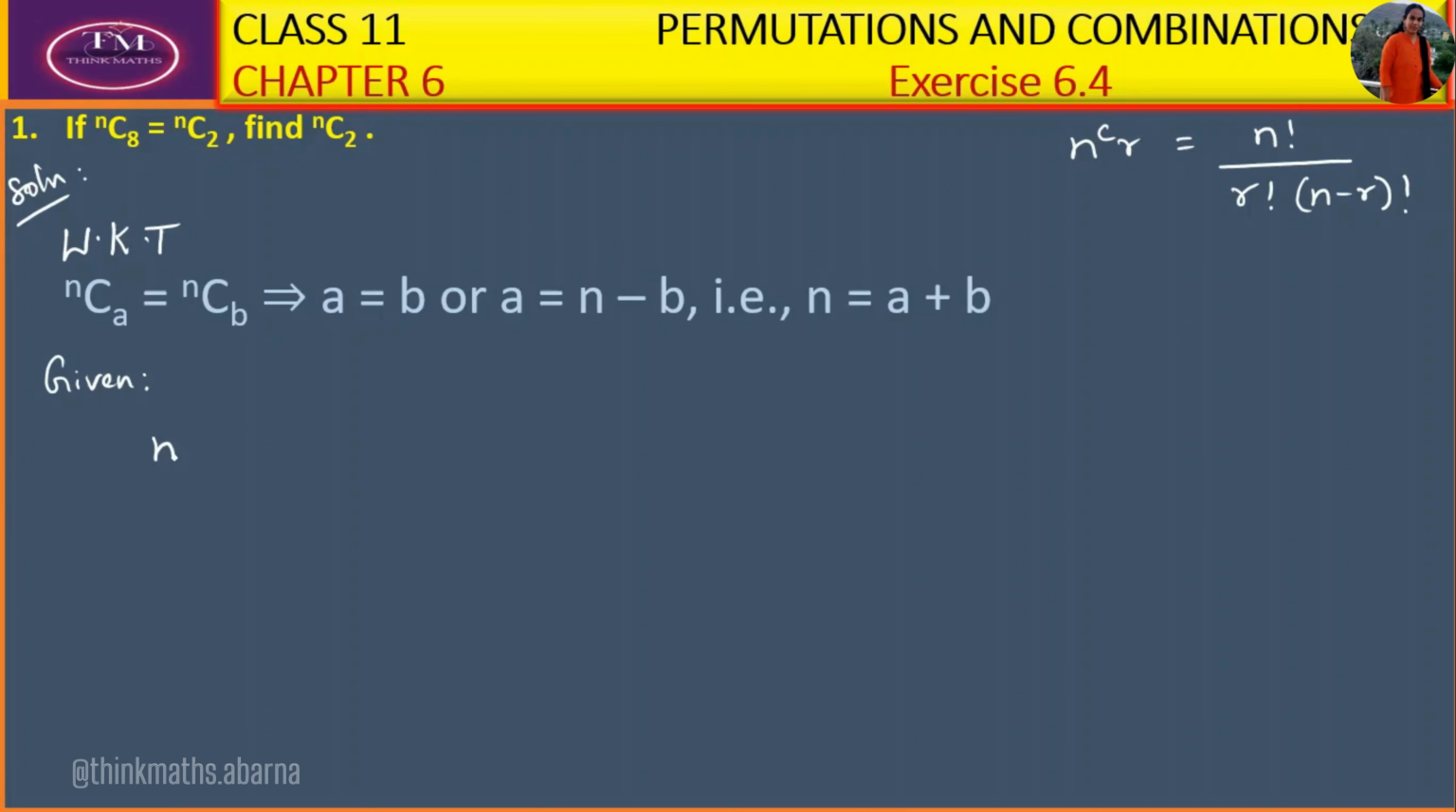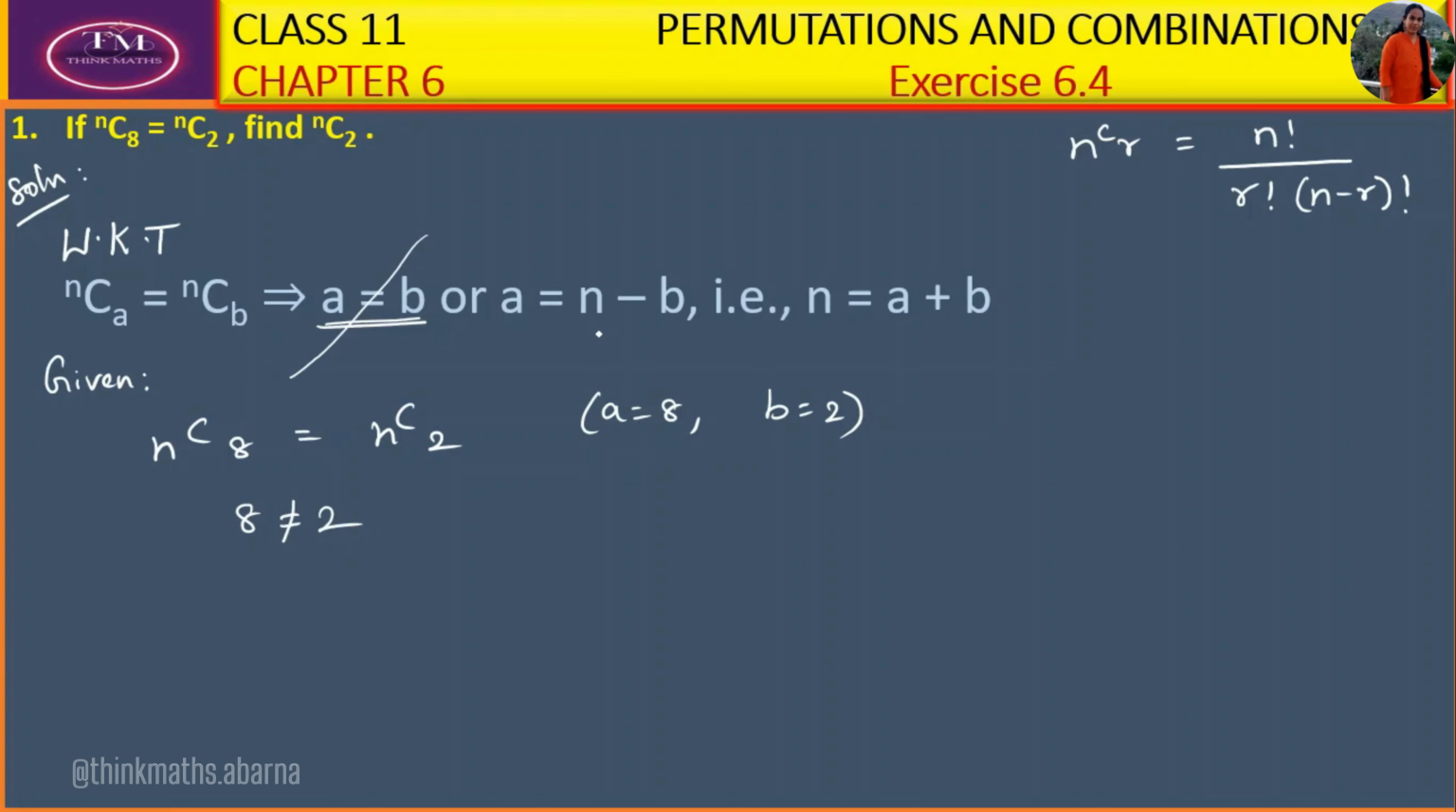Given nC8 is equal to nC2. What are the two things it holds? a equal to b. Here what is a? a is equal to 8 and b is equal to 2. So is a equal to b? No. Here 8 is not equal to 2, so this does not hold.